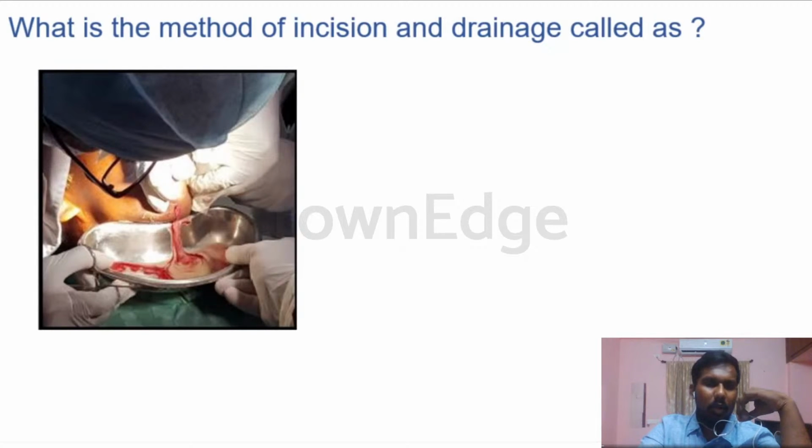Okay. So what is the method of incision and drainage called? This is the same patient. What I did was I just put the patient on antibiotics. Then when he reached the abscess stage, I drained the pus out completely. So when I drained the pus out completely, what method do I use?